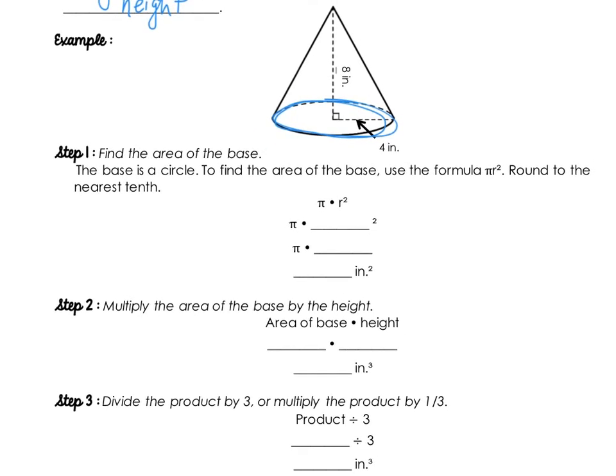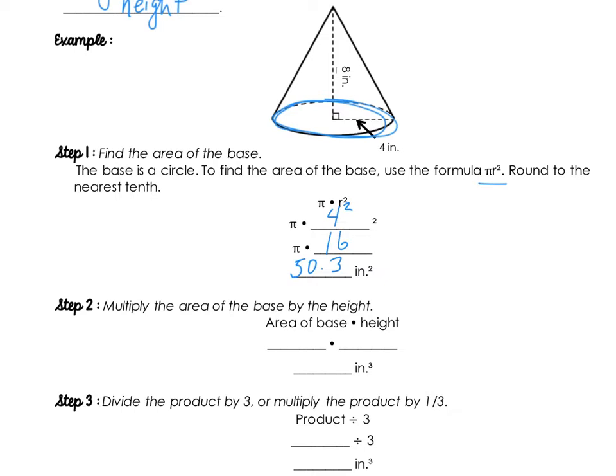So step 1, just like it was before, find the area of the base. Once again, it says use the formula pi r squared because we're dealing with a circle. Round to the nearest tenth. So in this case, radius is 4, so we're looking at 4 squared, which happens to be 16. 16 times pi, so this is 50.27, or you could just call it 50.3. So step 1, area of the base, pi r squared, that's still the same.